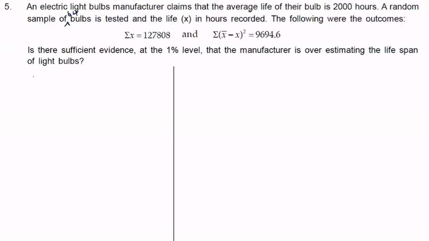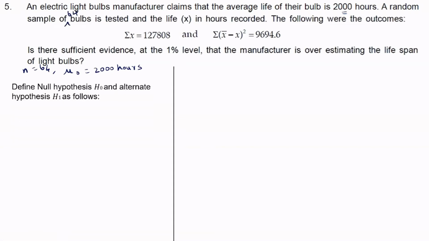So here we have n as 64 and the population mean mu naught, it is given as 2000 hours. We know only this much. Apart from the summation x and summation x bar minus x the whole square, the values are given.